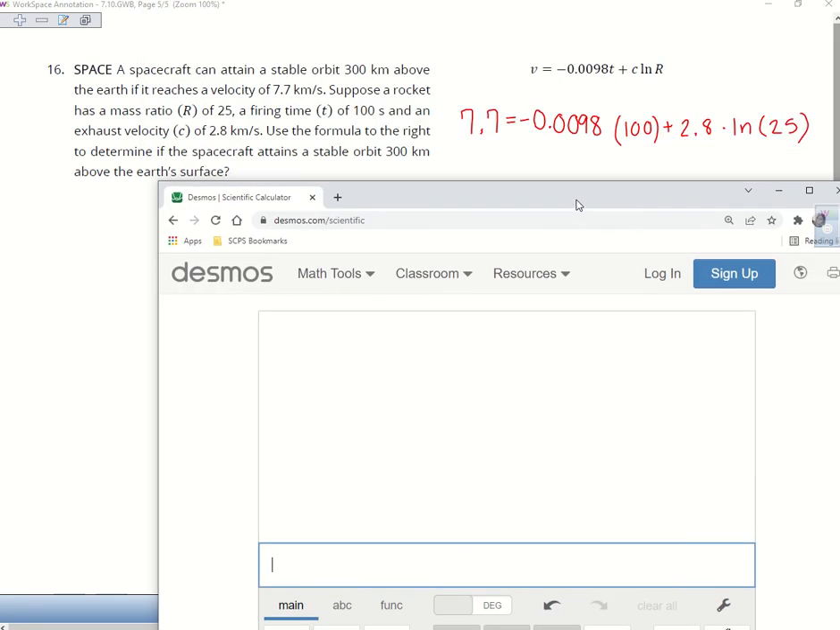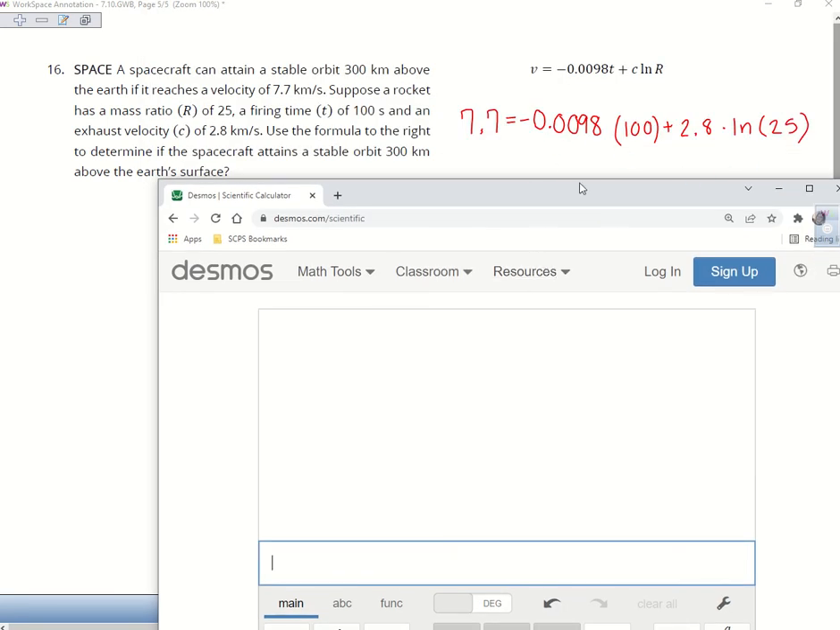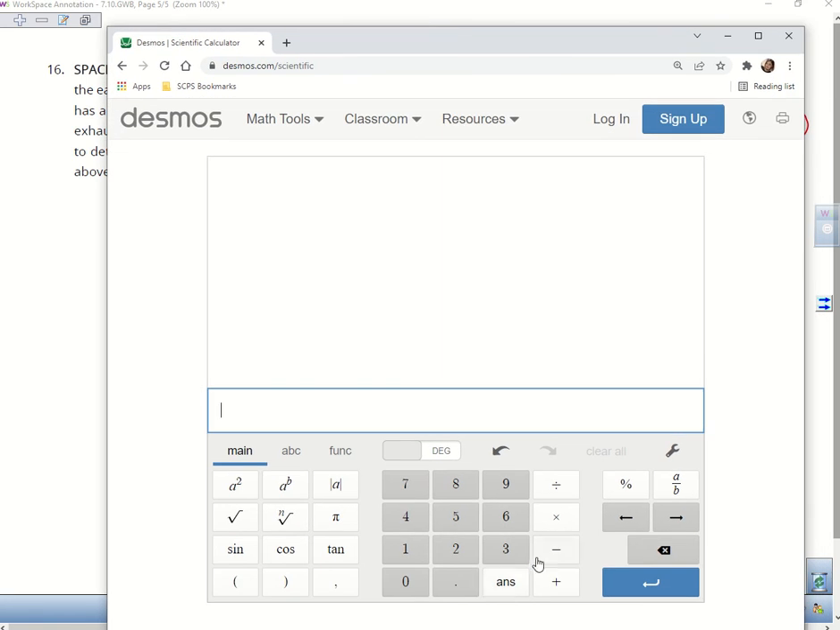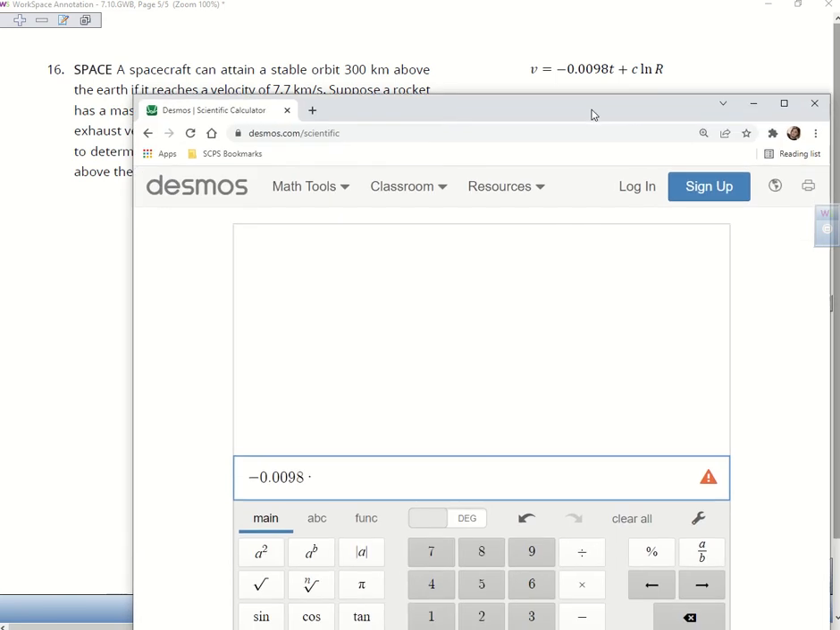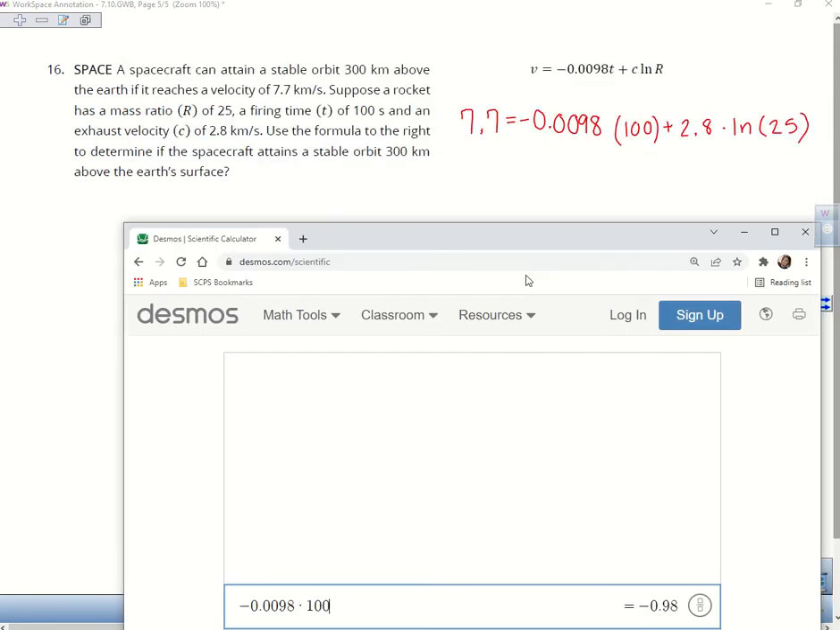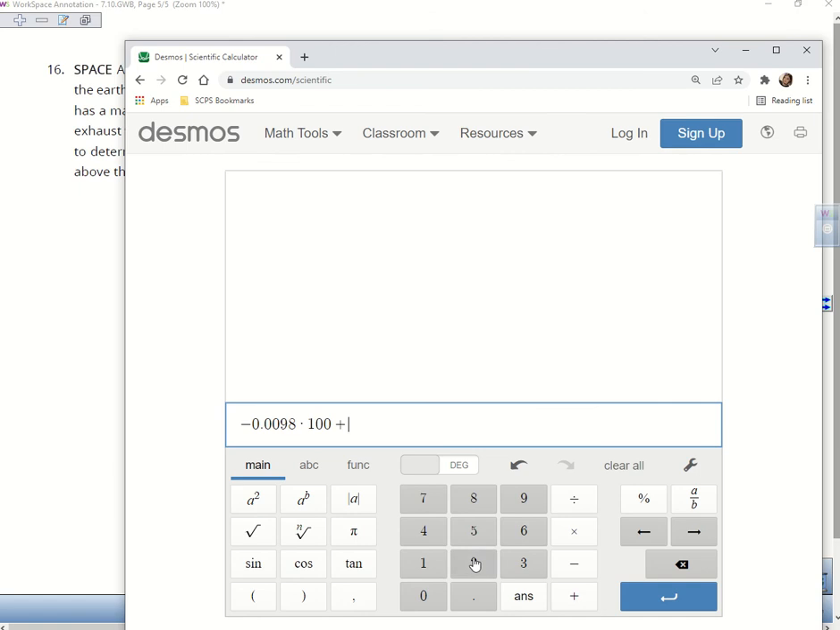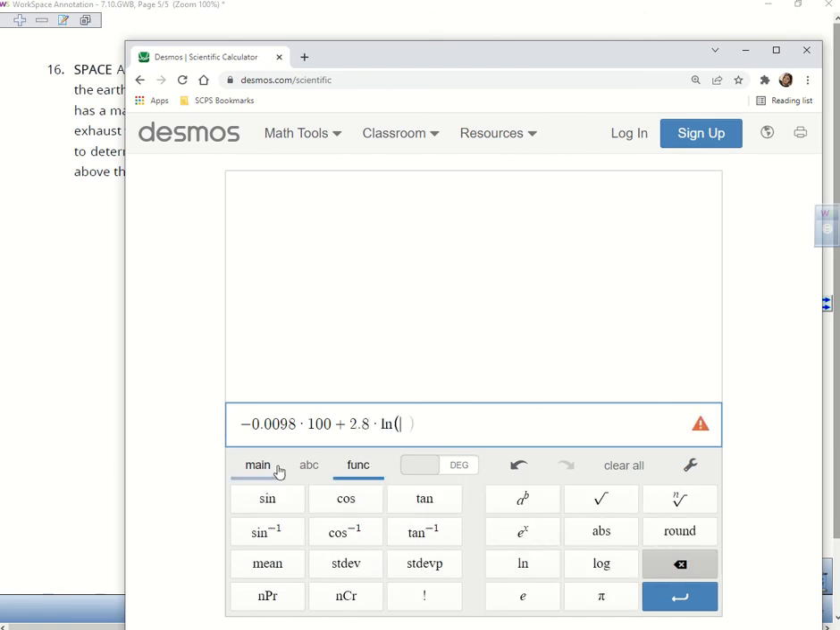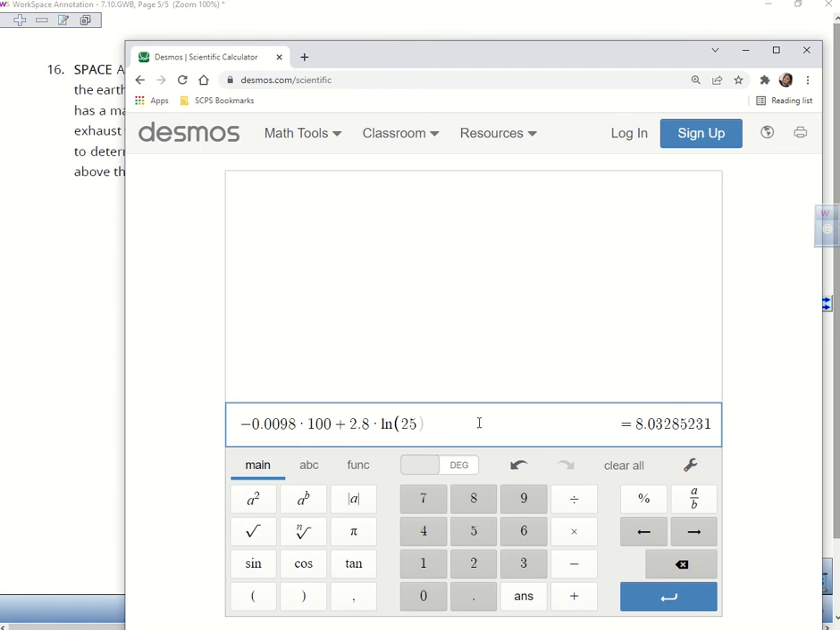Clear it out. And I'm just going to plug in what's on the right here. Negative point, oh my gosh, what's going on? There we go. 0.0098 times 100 plus 2.8 times ln of 25.